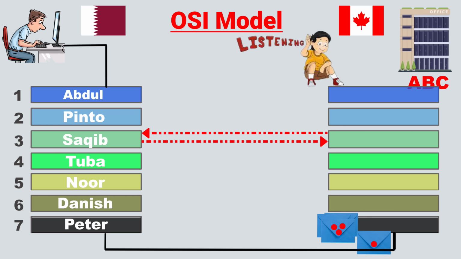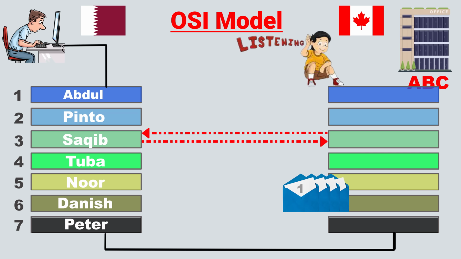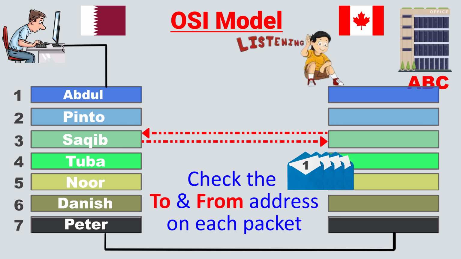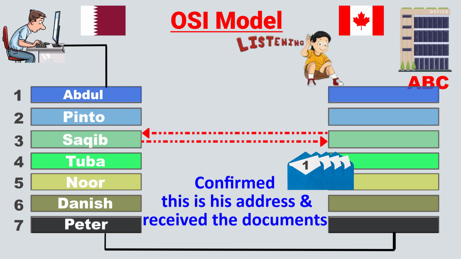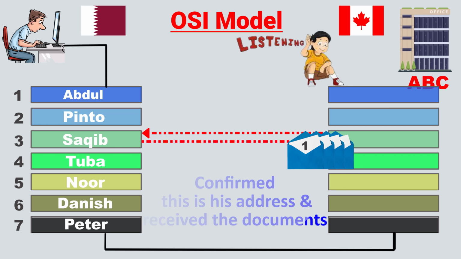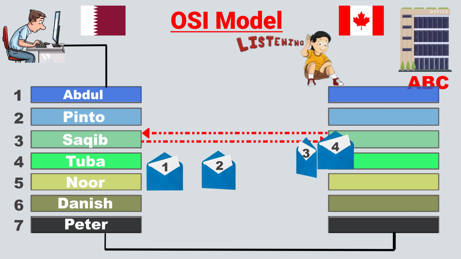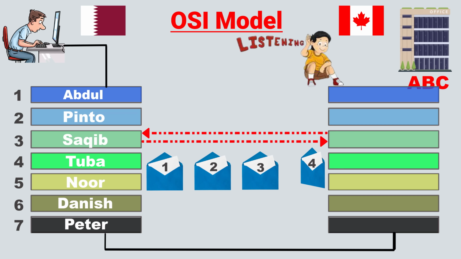The receptionist received the delivery and sent it to the next department. That department checked that all 4 envelopes are closed and sealed so no one tampered with the original documents. Then they opened the envelopes and sent the documents to the next department. The next department checked the to and from addresses and confirmed this is their company address, received the documents and sent them to the next department. When the next department received all 4 envelopes, they checked that there are envelope 1, envelope 2, envelope 3 and envelope 4.